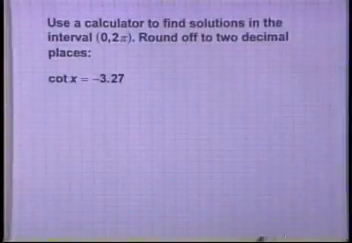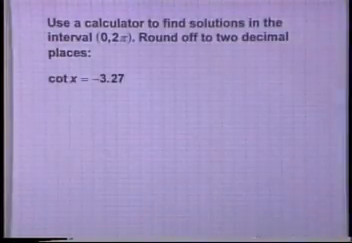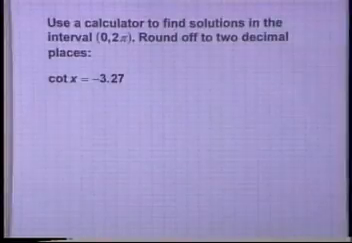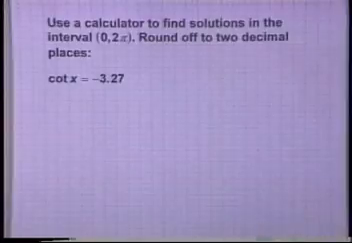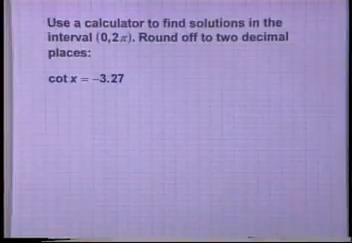Use a calculator to find solutions in the interval 0 to 2 pi. Round off to 2 decimal places. Now this time we have cotangent x equals negative 3.27. Our calculator does not have an inverse cotangent button, does it? So we're going to have to do something about this.